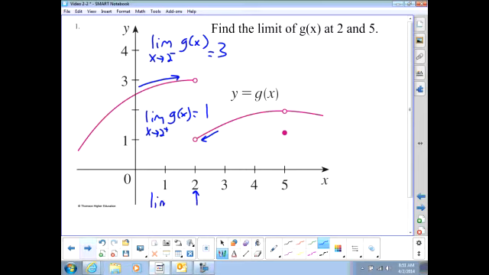Our left-hand limit does not equal our right-hand limit. Therefore, our limit as x approaches 2 of g of x, we would say does not exist, DNE. And that is because the left-hand limit does not equal the right-hand limit.